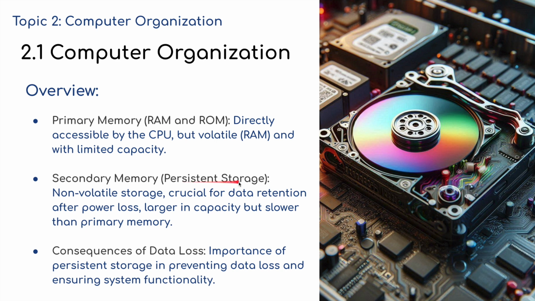Secondary memory is persistent storage. It's non-volatile storage. It's crucial for data retention after the power has been turned off. Larger in capacity, but slower than primary memory. It's where we're going to store all our files. All our data, all our files, we're going to store in a hard disk or an SSD or the cloud. Consequences of data loss: importance of persistent storage in preventing data loss and ensuring system functionality.